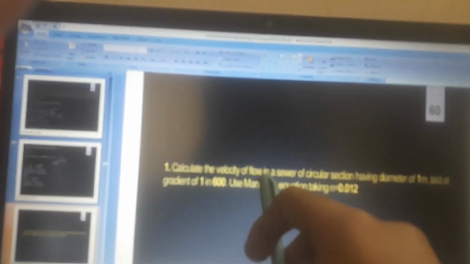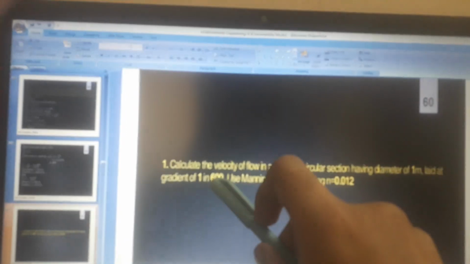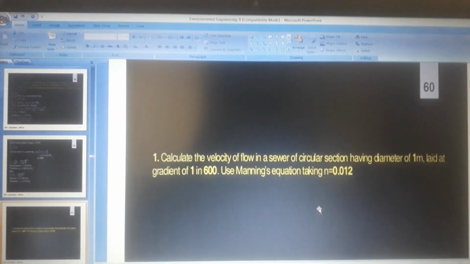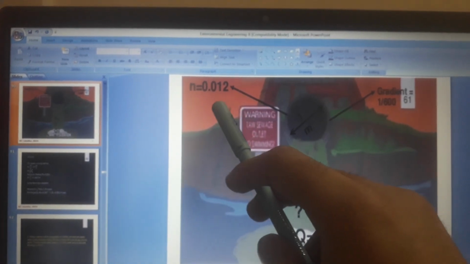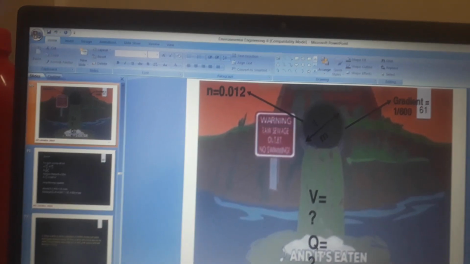Calculate the velocity of flow in a sewer of circular section having diameter of 1 meter, laid at gradient of 1 in 600. Use Manning's equation. Take small n is equal to 0.012. Gradient is equal to 1 by 600. V is equal to C root RS, Q is equal to A V.